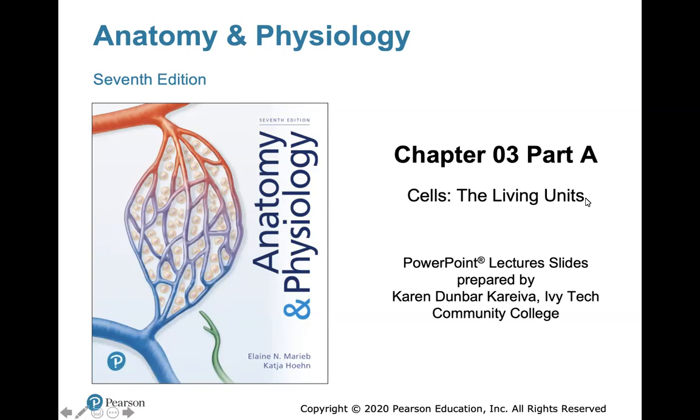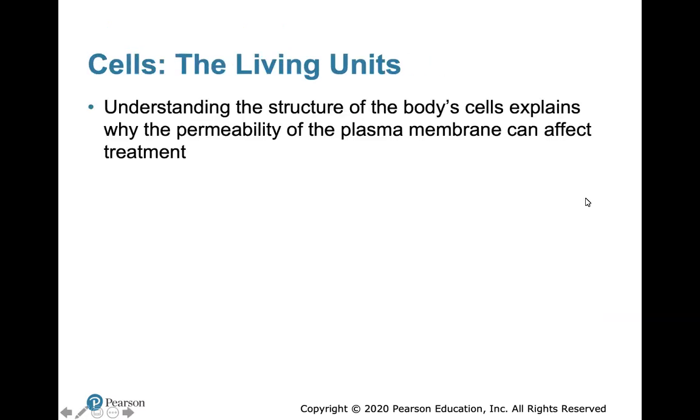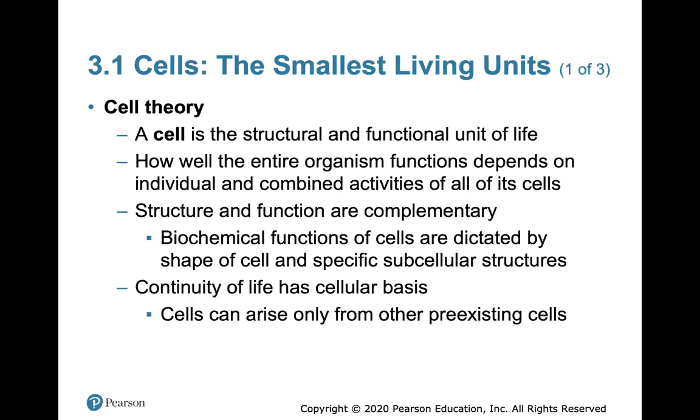And again, all of chapter 3 is on cells. So we need to really understand cells because the structure of the body's cells will explain why the permeability of the plasma membrane can affect the treatment. So what kind of treatment we give a person, whether that's drugs or some sort of antibiotic, a lot of it will have to do with these cells' membrane and understanding the permeability.